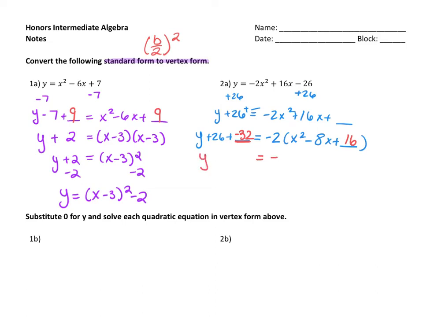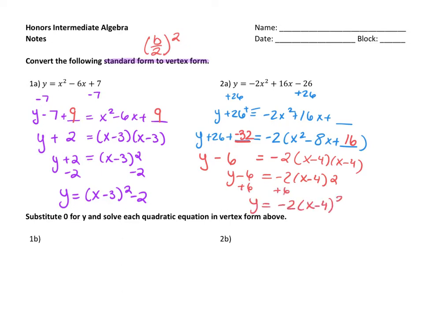So on the left side, I'll have y minus 6. On the right side, I'll have -2 times x minus 4 times x minus 4, because that's how that factors, or -2 times x minus 4 squared. Then that final step is to move the 6 over. So my final vertex form will be -2 times the quantity x minus 4 squared plus 6.